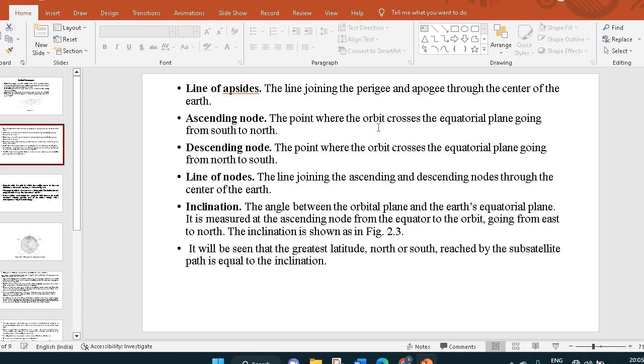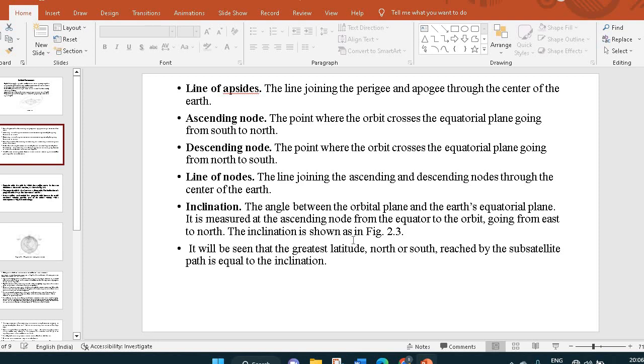Ascending node, the point where the orbit crosses the equatorial plane going from south to north. Descending node, the point where the orbit crosses the equatorial plane going from north to south. Line of nodes, the line joining the ascending and descending nodes through the center of the Earth. Inclination, the angle between the orbital plane and the equatorial plane. It is measured at the ascending node from the equator to the orbit, going from east to north.